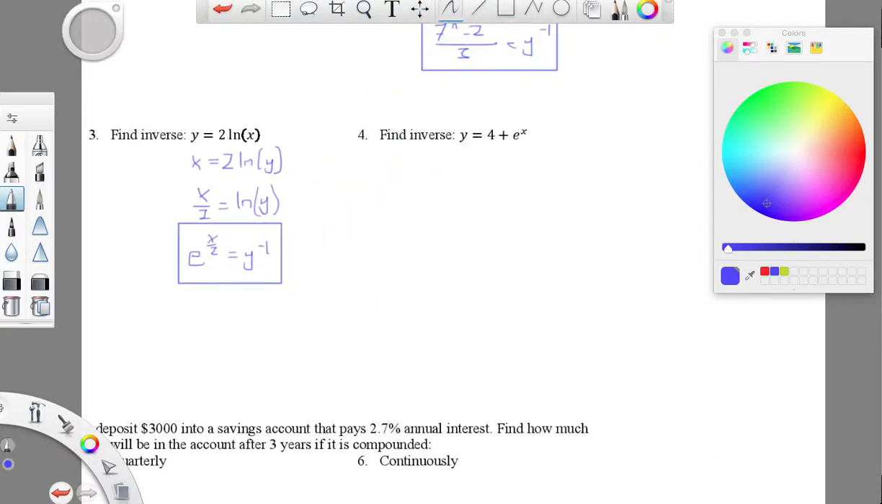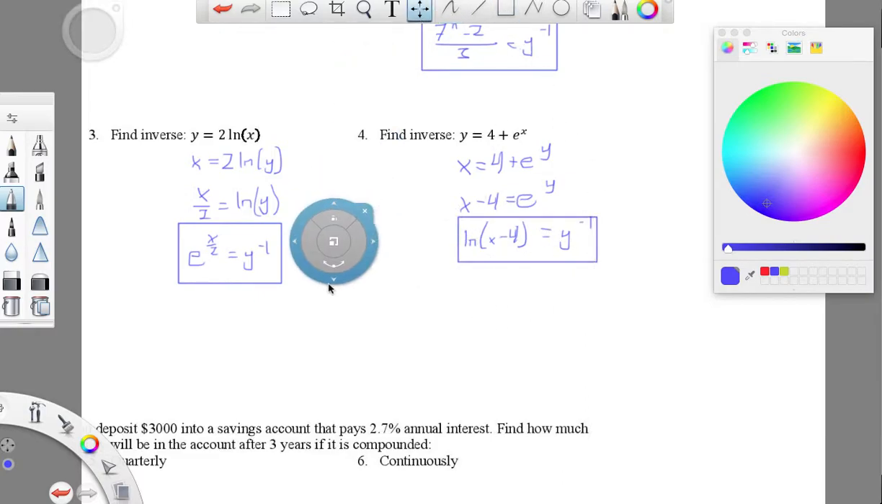Number 4. So what should I do first? Quick answer, switch the variables. x is equal to 4 plus e to the y power. We need to isolate that y, but I can't take the logs of this equation until I get rid of this 4. So I get x minus 4 is equal to e to the y power. Now I'm going to rewrite this as natural log of the whole thing, this whole block, x minus 4 is equal to the exponent. So in this case it's y. So I solve for y, and there's my inverse.